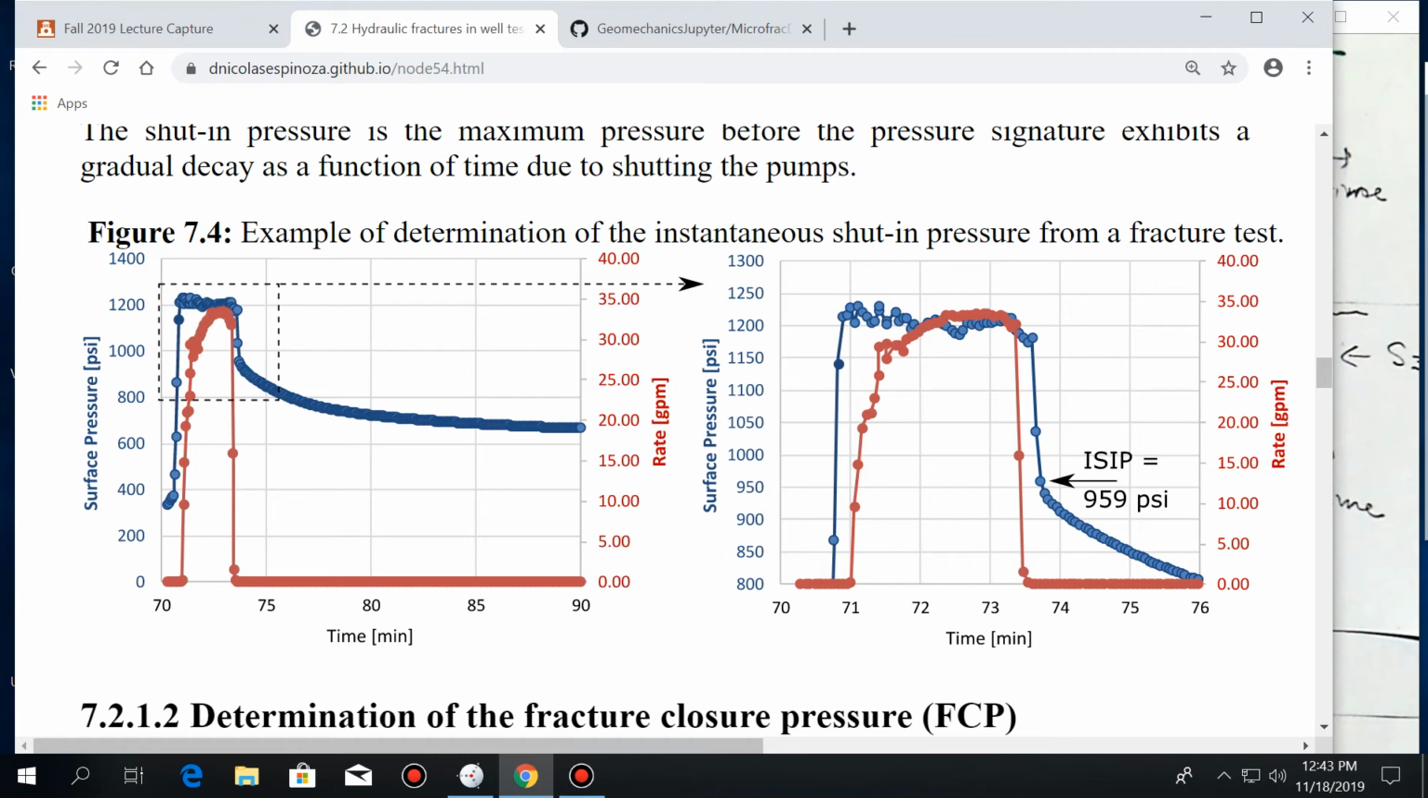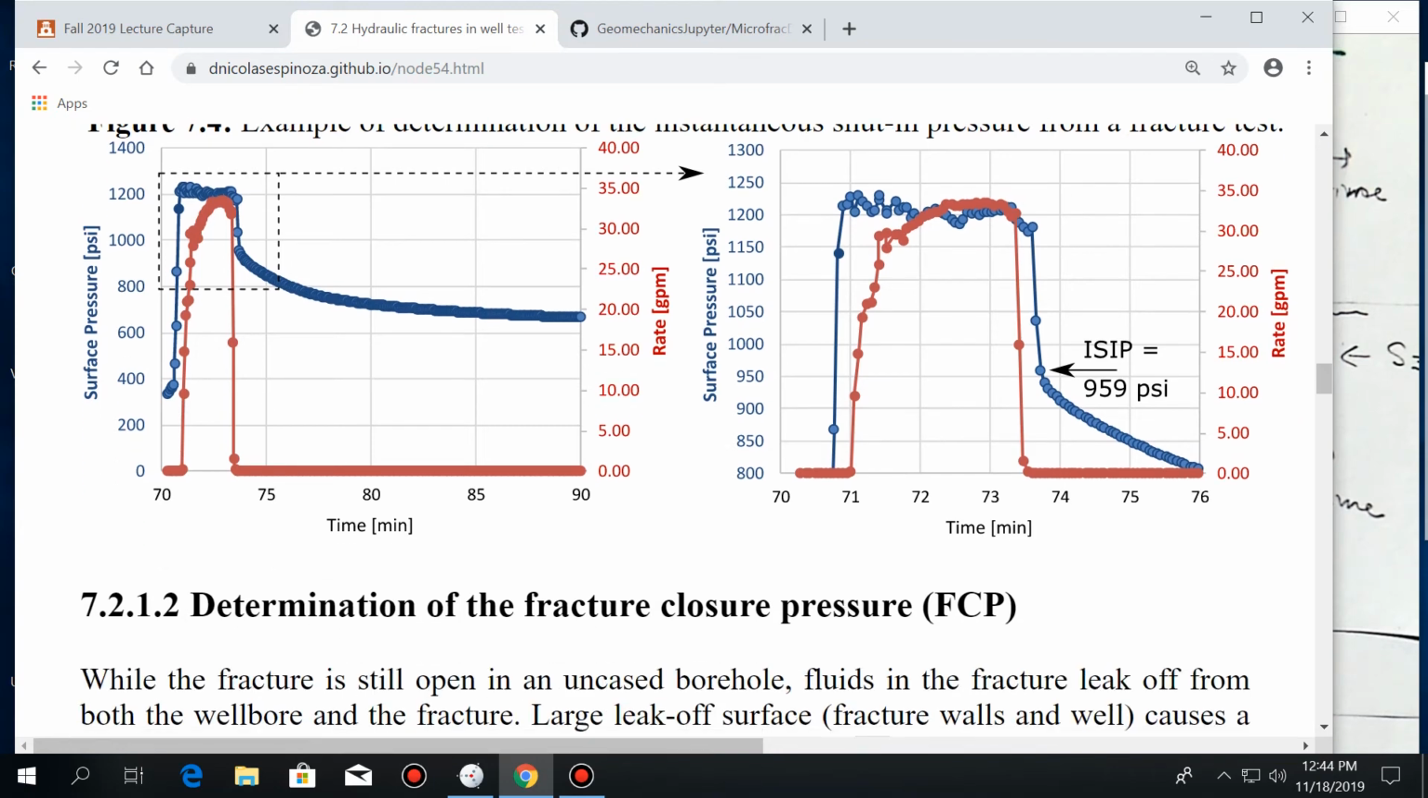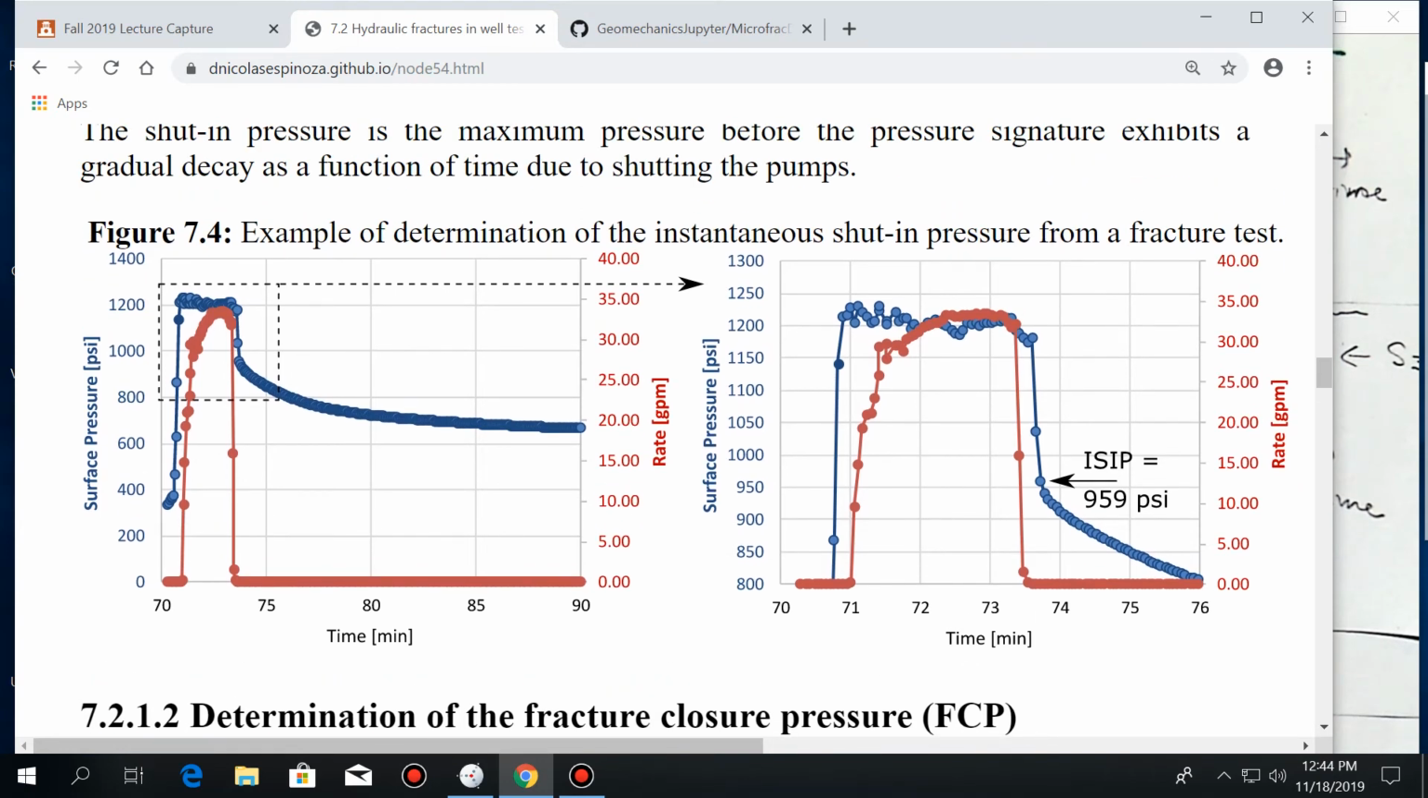And after this point of the shut-in pressure, we can calculate the fracture closure pressure with what is called the square root method. Basically, we're going to get this data that you see decaying so nicely. We're going to take the shut-in time as time 0, and then convert this data into square root of time.